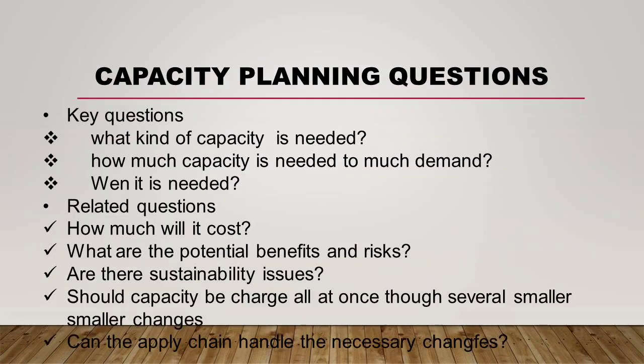Now, in making capacity planning, there are questions that need to be answered. The first question is, what kind of capacity is needed? It simply means that for a specific kind of production in a company, what does the company need? Like employees, machines, or space. The second question is, how much capacity is needed to match demand? Simply put, we are getting the equilibrium of the capacity of the company and the demand for its product in order to get the highest rate of profit.